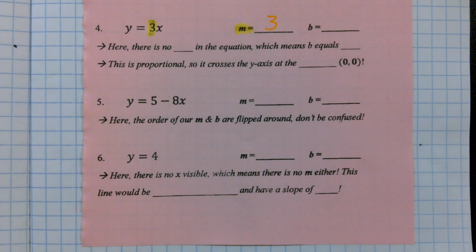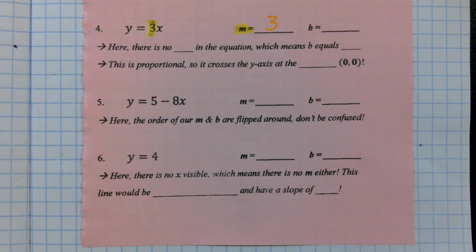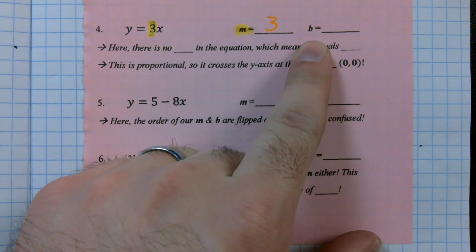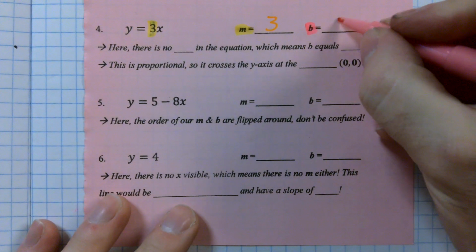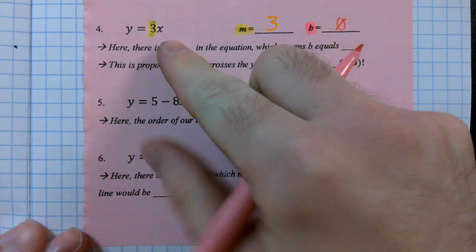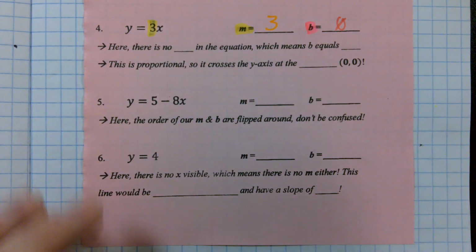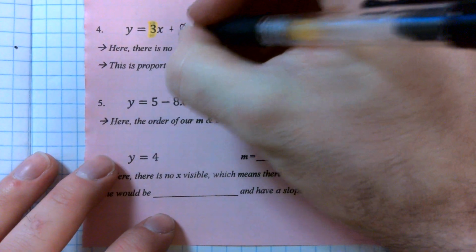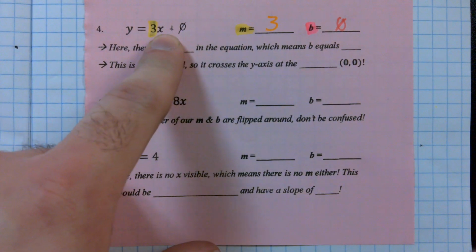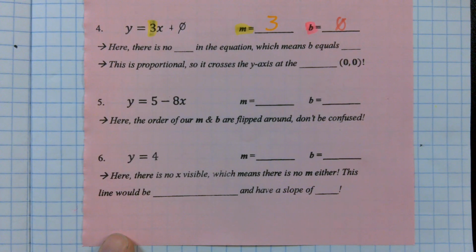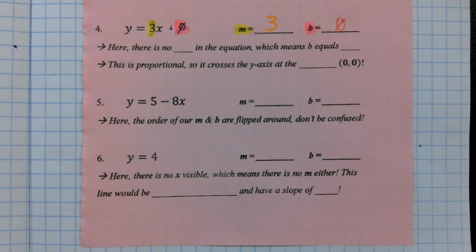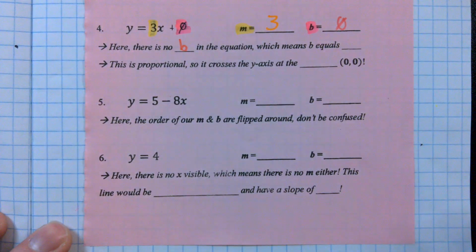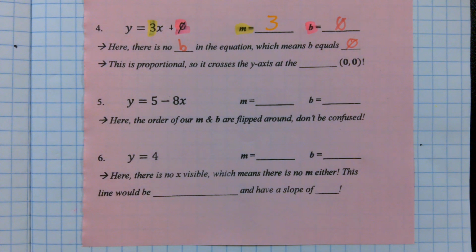Now, do you see a number being added or subtracted on the end? No. So what do you guys think my b is going to be equal to? 0. Exactly. It's just like we were doing 3x plus 0. I don't need to write plus 0 because that doesn't mean anything to me, but I know that my b is 0. So here, there is no b in the equation, which means that b equals 0.